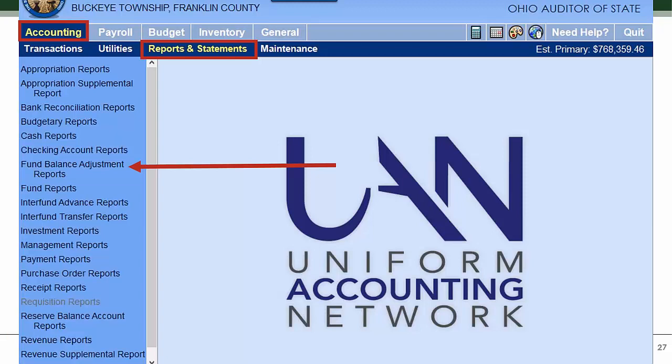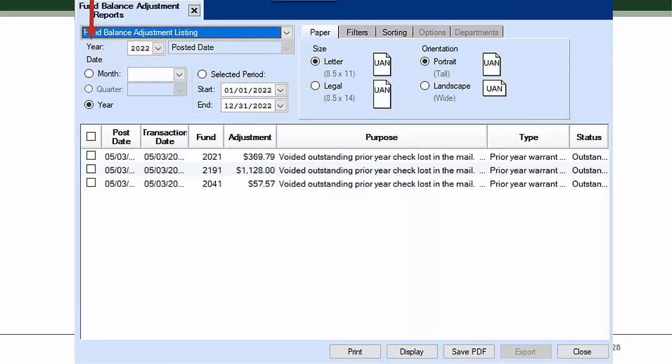Well, you can always go to accounting reports and statements, fund balance adjustment reports, and there they are. What you have to be careful of is that the fund balance adjustment report shows all the fund balance adjustments you've done for the year. So you are only going to select, what if you voided 2 prior year warrants in January? They came back in the mail undeliverable and you voided them. You're only going to select the items you haven't told the county about yet. And in my case, I am telling them only the ones that I voided so far.